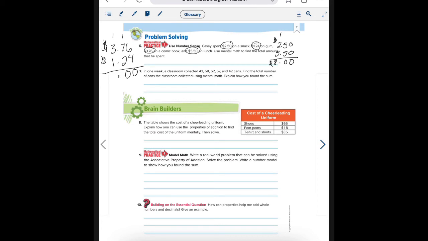1, 2, 3, 4, 5. Oh, well, look at that. So I have $8, dollar sign. That was a silly dollar sign. Let me try that again. $8 plus $5 equals a grand number of $13.